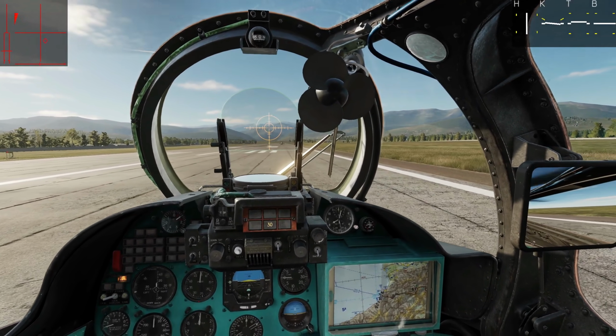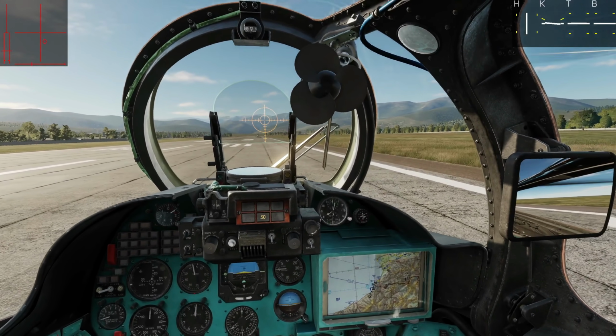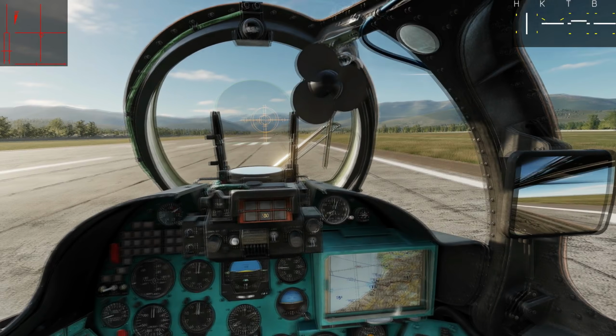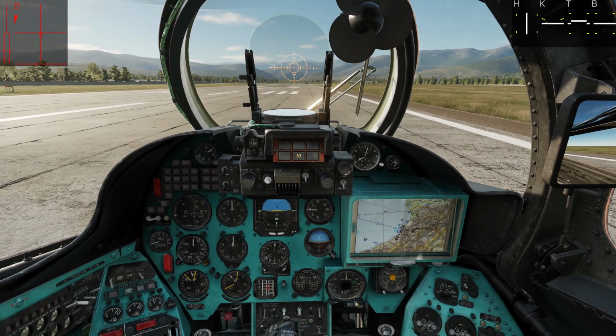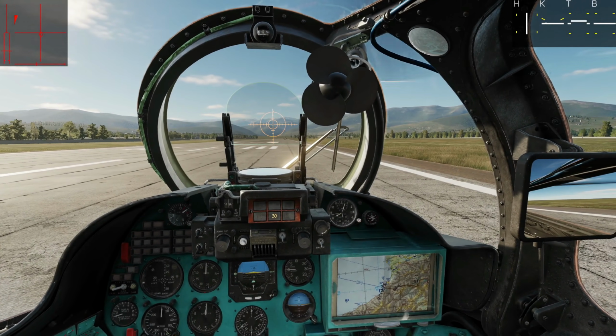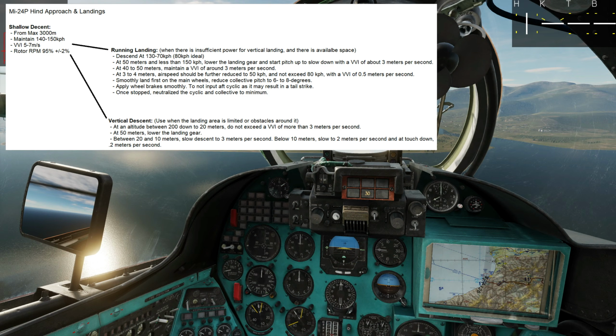But that there, although not perfect, shows the basics of what we need to do once we're completely stopped. And I'm neutralising my cyclic, neutralising my collective. Then proceed to taxi. Next, let's talk about the vertical descent, where it gets a bit more difficult.